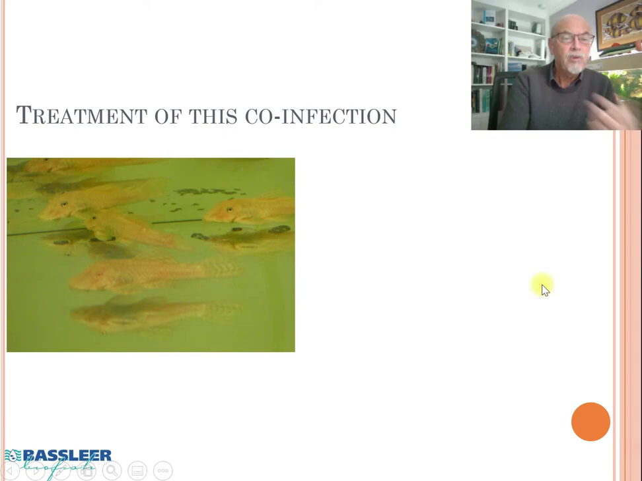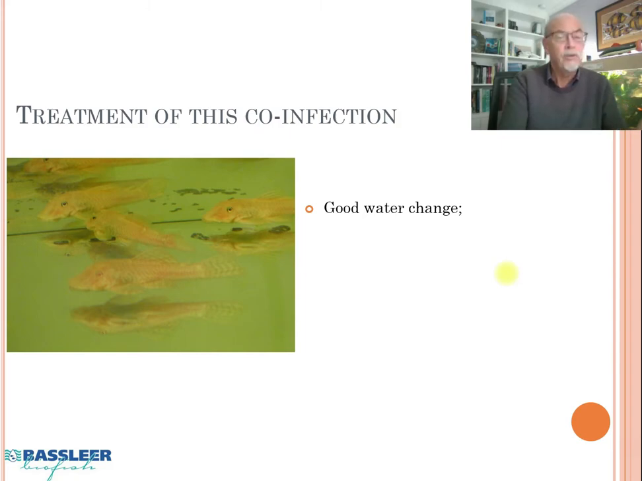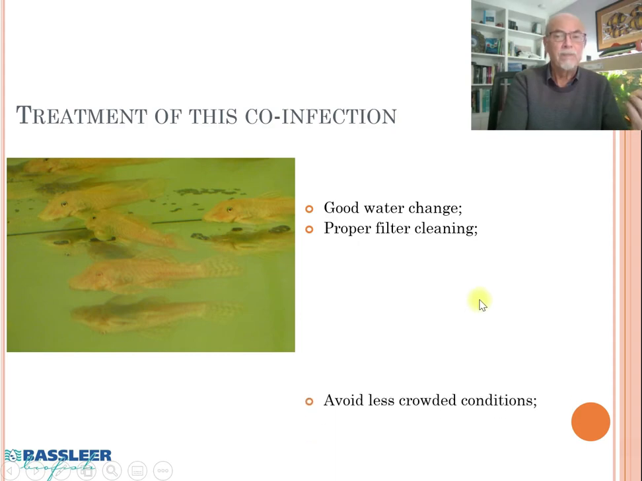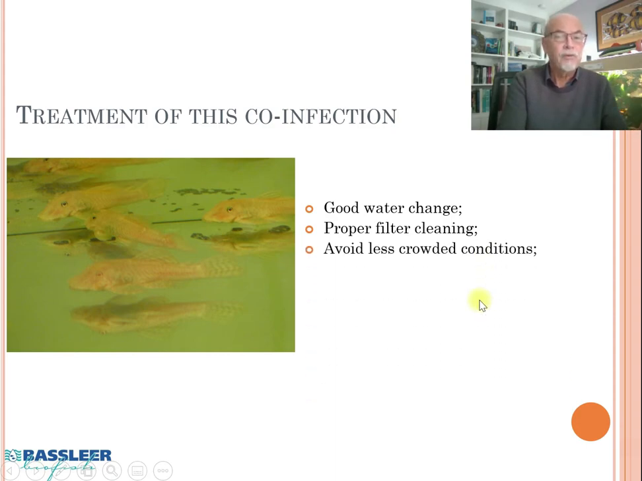So for the treatment of this co-infection on the Ancistrus gold, it's very important you have good water quality. So the first thing you can do is give a good water change. Do a proper filter cleaning, because it's important that the filter is working properly. Avoid crowded conditions, because usually this infection appears when fish are kept in too large masses together or in highly crowded conditions.